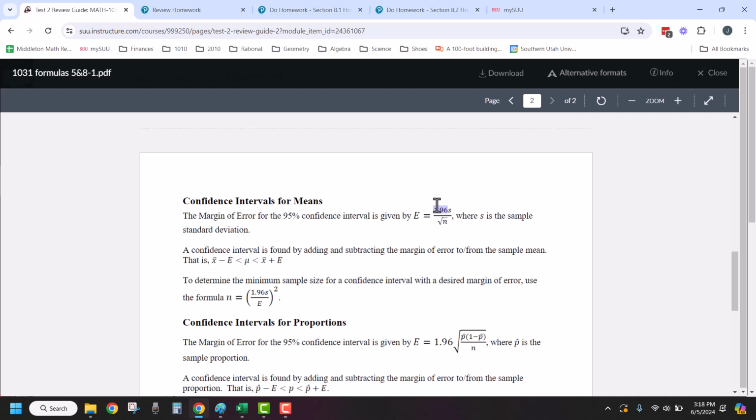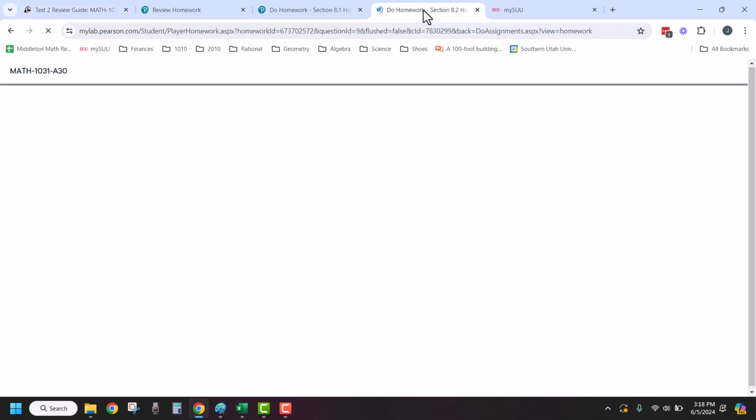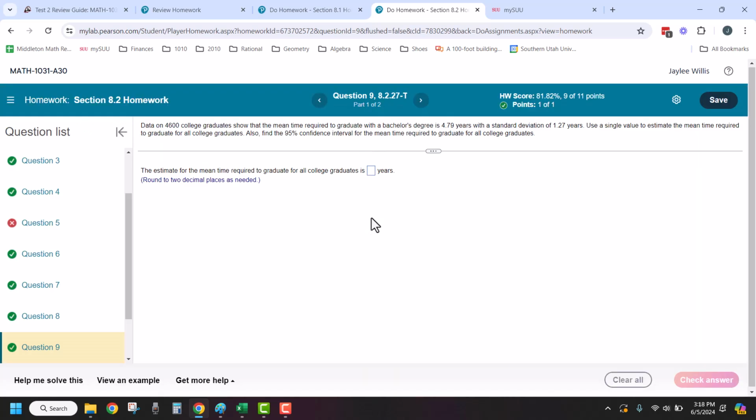So you can just go ahead and use this number every time. So for my last example, I'm going to go through question 10 on section 8.2 and show you guys how I would use Excel to solve this problem.